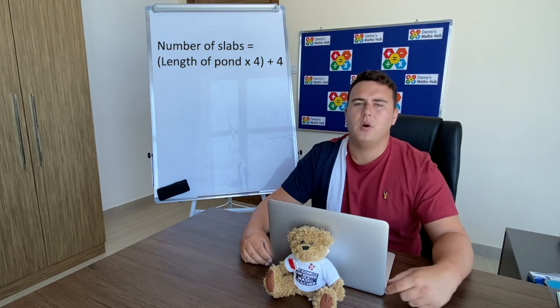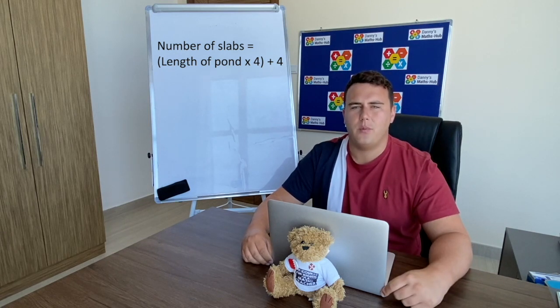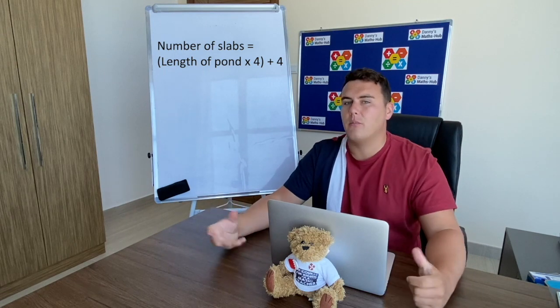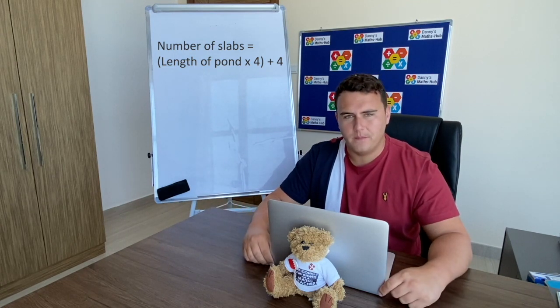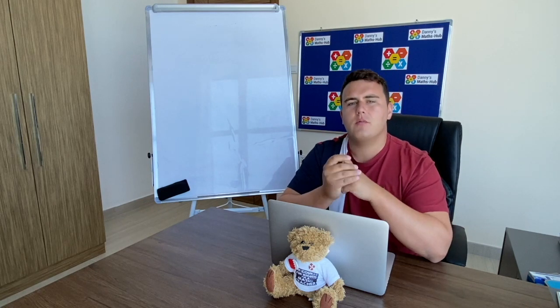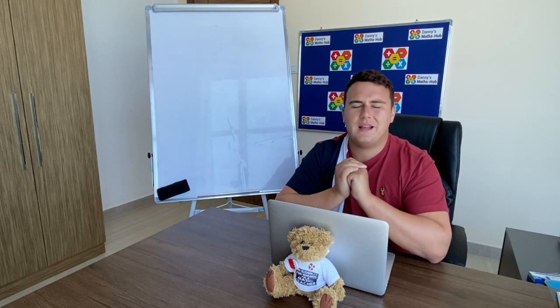The size of one of the lengths of the pond, times 4, add 4 more on, would give you the number of slabs you needed to surround your pond. Now, hopefully you got that. If you didn't, don't panic too much. But if you managed to fill in the table and spot a pattern, that's great. But hopefully this week we'll be able to perfect how you find these patterns. So don't panic too much if you didn't get it.